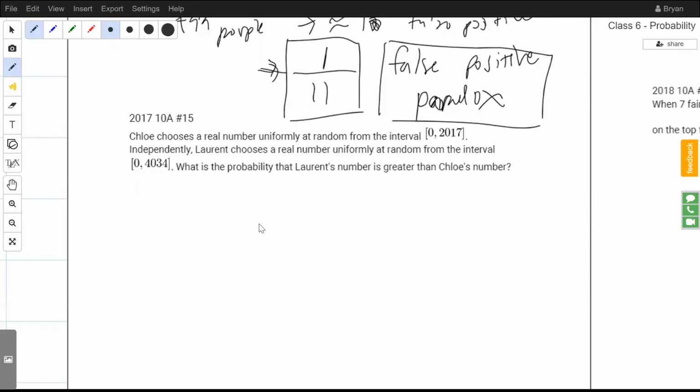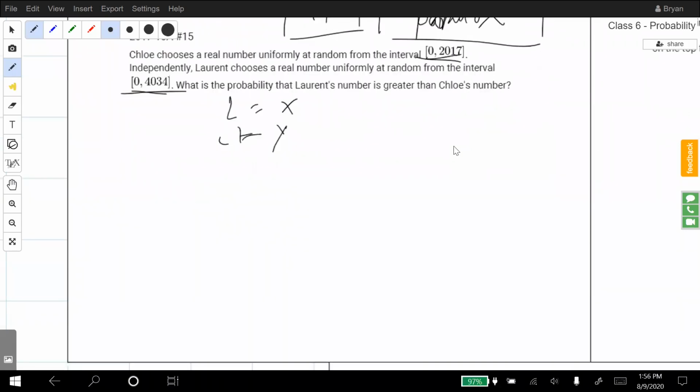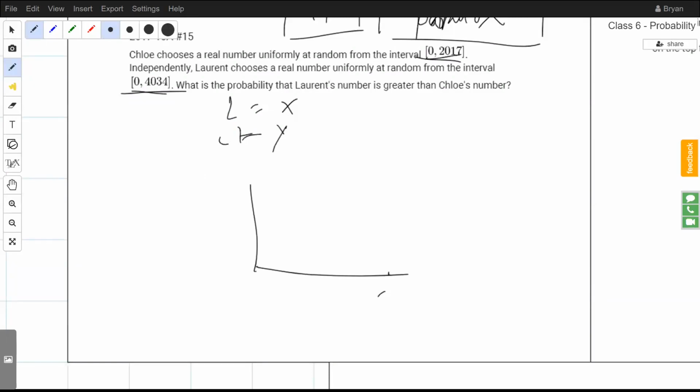Next one. Chloe chooses a real number uniformly at random from 0 to 2017, and Laurent chooses from 0 to 4034. What is the probability that her number is greater than Chloe's number? And this is really just a very obvious geometric probability problem. If you have Laurent's number equal to x and Chloe's equal to y, then we can just sort of graph it. x and y are like so.